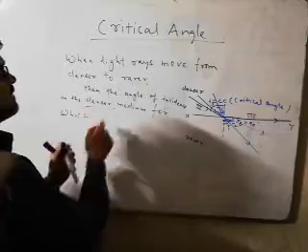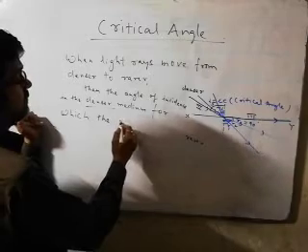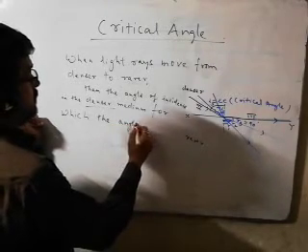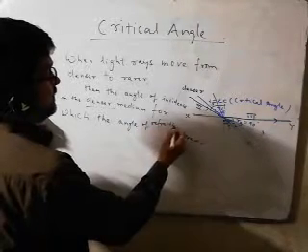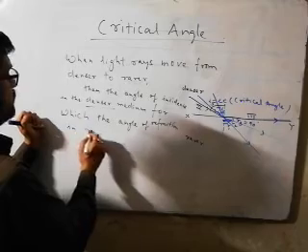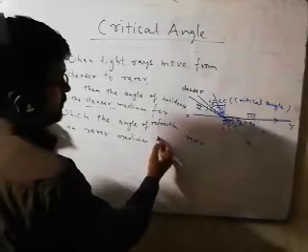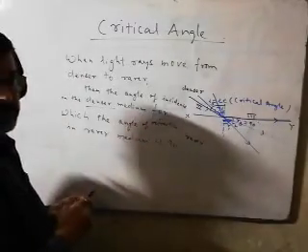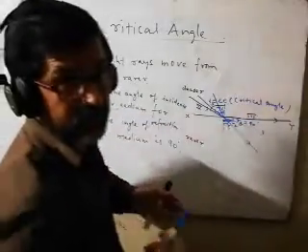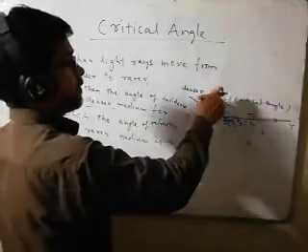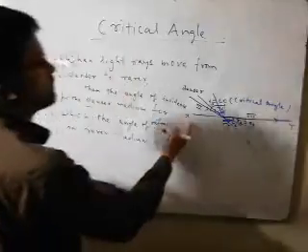Angle of incidence in the denser medium for which the angle of refraction in the rarer medium is 90 degrees, then that particular angle of incidence is called critical angle. You can see the diagram also.